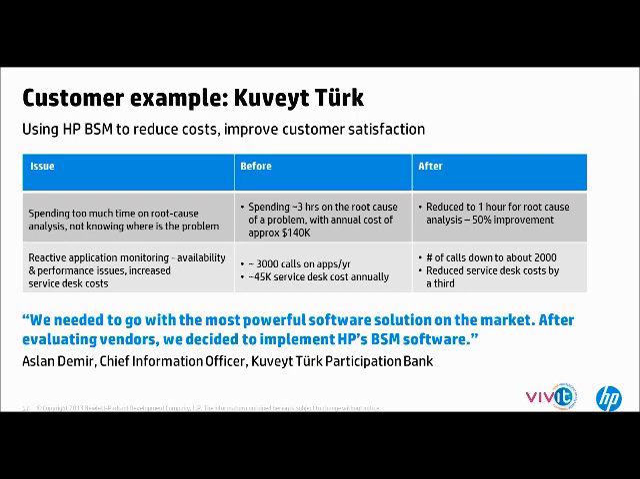So let's talk about some customer examples. In this case, it's Kuveyt Türk. It's a large organization, a bank, that had been spending too much time, about 3 hours, on root cause. And now they've reduced the root cause analysis to less than an hour. They were receiving close to 3,000 calls on apps per year. They've reduced it by a third.